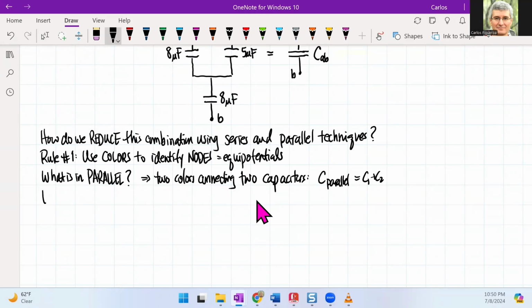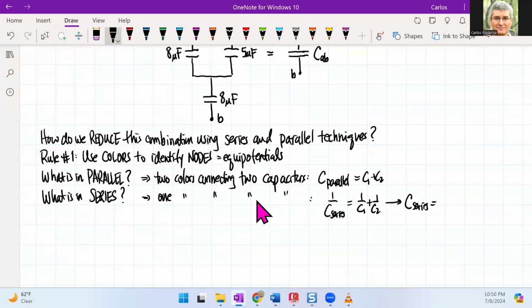And then we're going to ask, what is in series? If that's the case, we then have one color connecting two capacitors. So then we come in and replace it with this series combination. But God knows, please don't do that. We want to use C series as C1 times C2 divided by the sum of those.